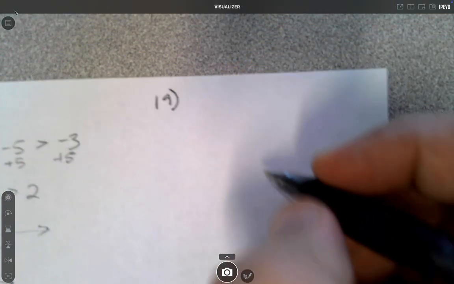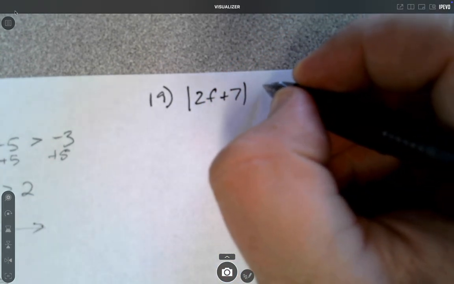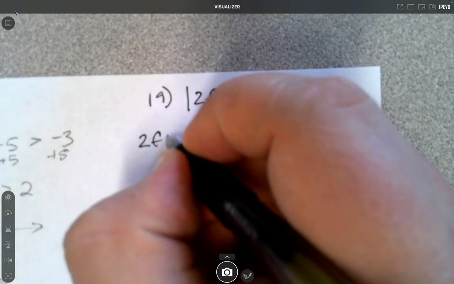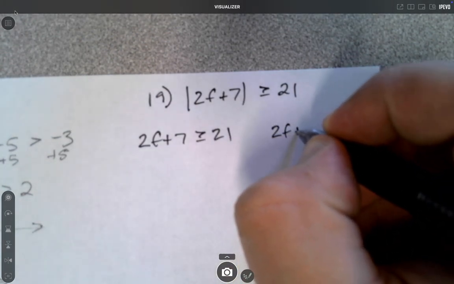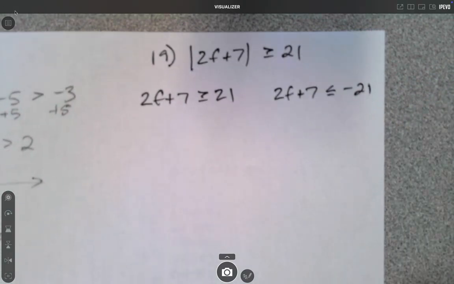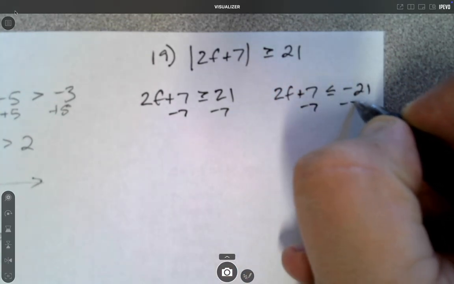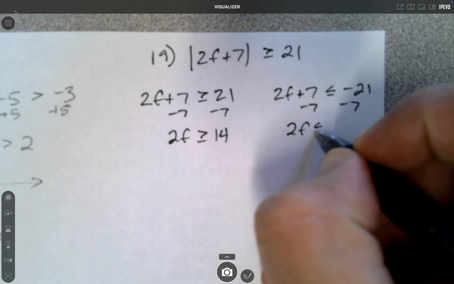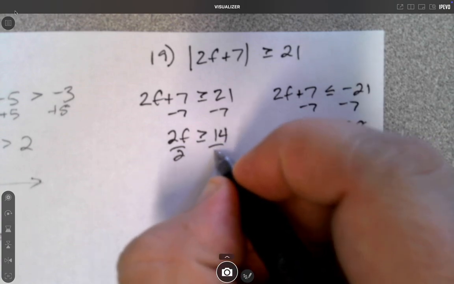Okay, 19. Same style of problem. |2f + 7| is greater than or equal to 21. So I write one inequality that's identical to that one, just without the absolute value. Then I write one where the part on the left is the same, but I flip the inequality sign and make the answer negative. So with both, I'll subtract 7 on both sides. Then I'll divide both sides by 2.